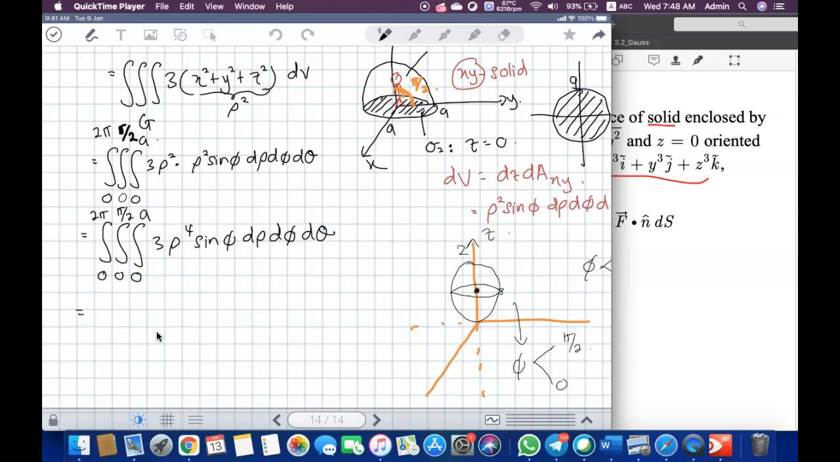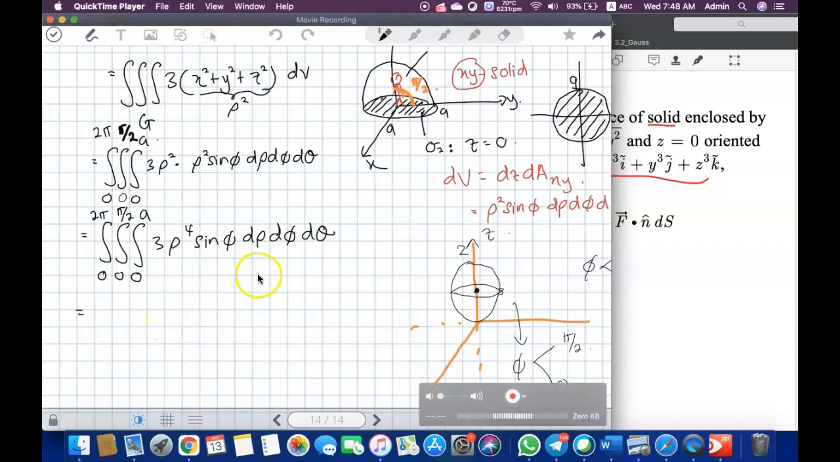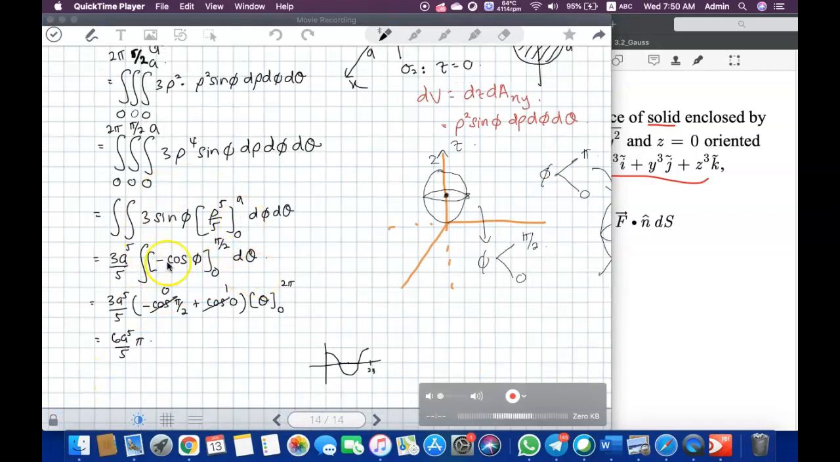Okay, so again, I want you to try to integrate them. Then you integrate. This is not so complicated. It's a direct integration, so you will get 6/5 a to the 5 pi.